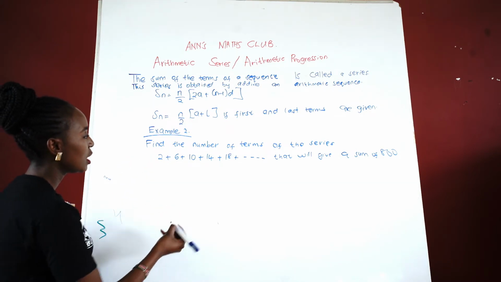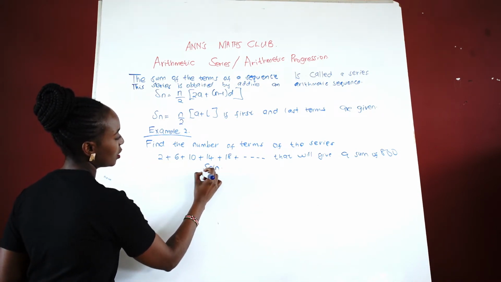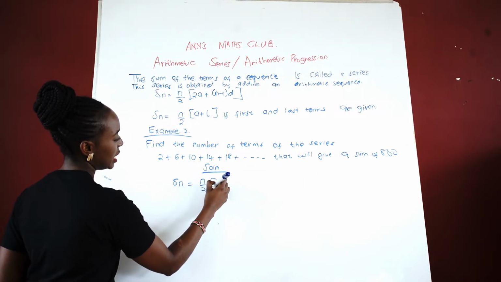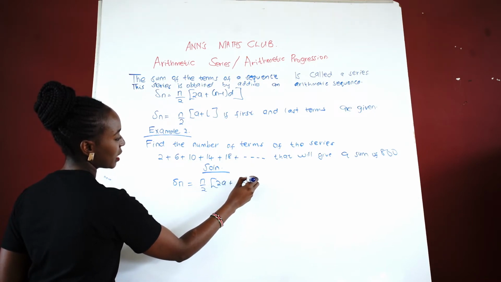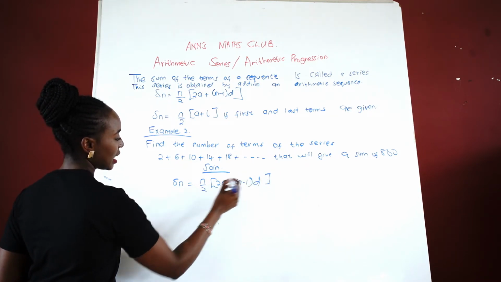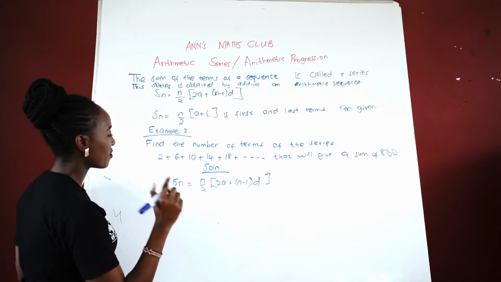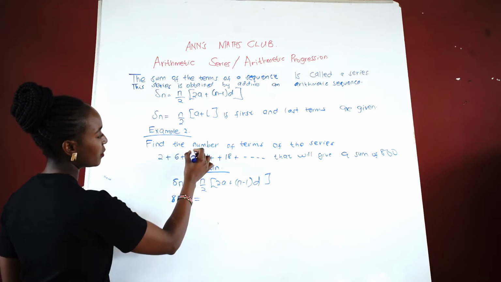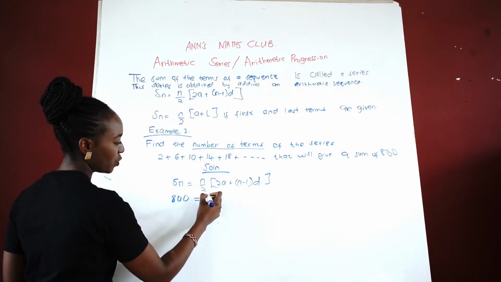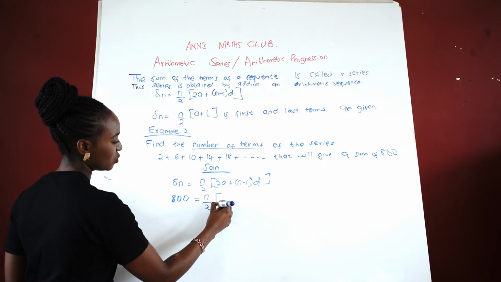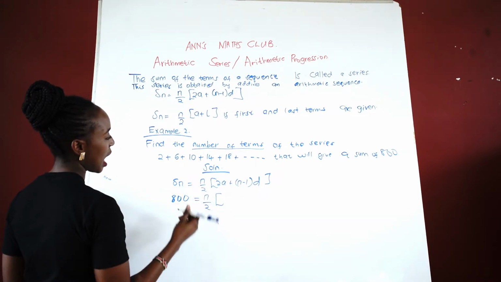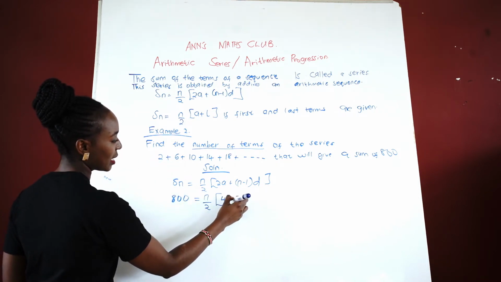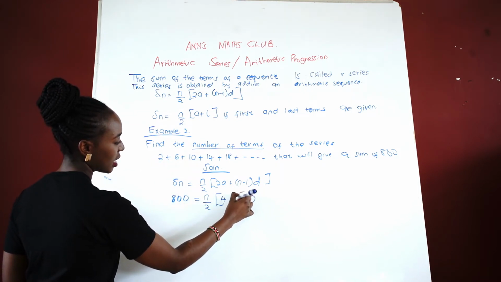Let's get to it. So our solution, our formula is Sn equals n over 2 into 2a plus (n minus 1)d. We've been told that we get a sum of 800, so automatically the total is 800. We are looking for n, the number of terms. We don't know n. So n over 2 into 2a. Our a, the first term, is 2. So 2 times 2 is 4, plus n minus 1, then d.